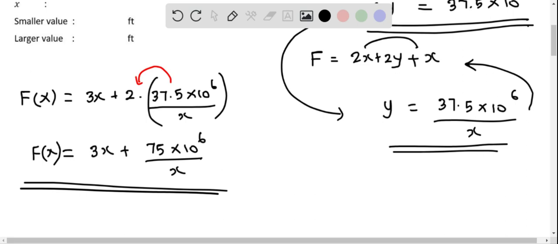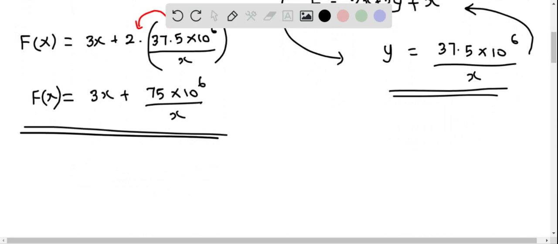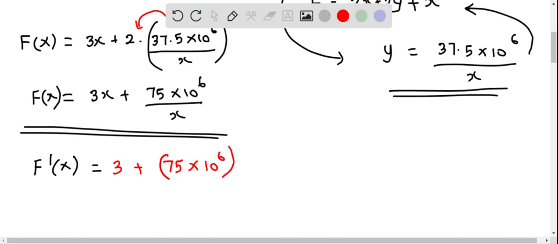We will now find the derivative of this function, which is the expression for the fencing. So we have to find the derivative by differentiating both sides with respect to x. When I find the derivative on the left side, I get f prime of x, and the derivative of 3x is just 3, because the derivative of x is 1, so I get 3 over here. And then this 75 times 10 power 6 is a constant. I can just keep this as it is and differentiate only the 1 by x. Remember that for the differentiation of 1 by x, we can treat this as x power minus 1.